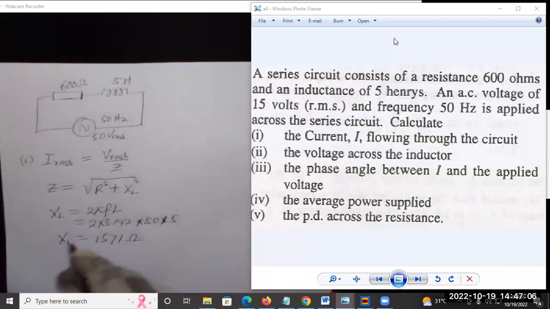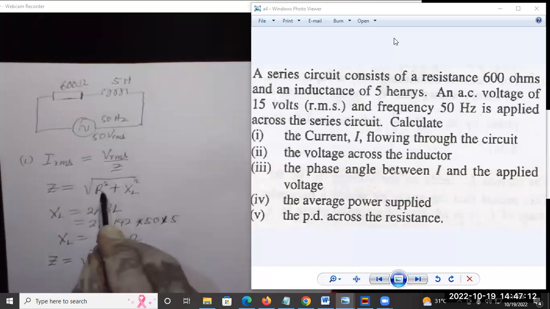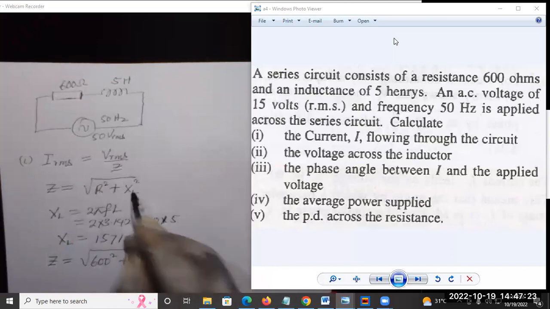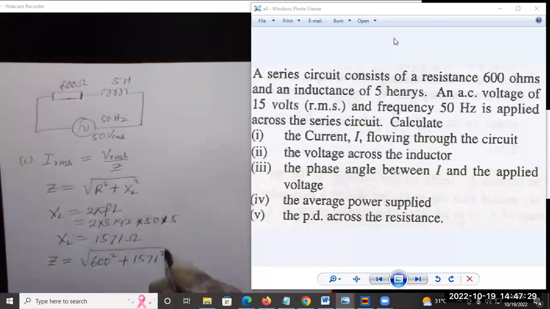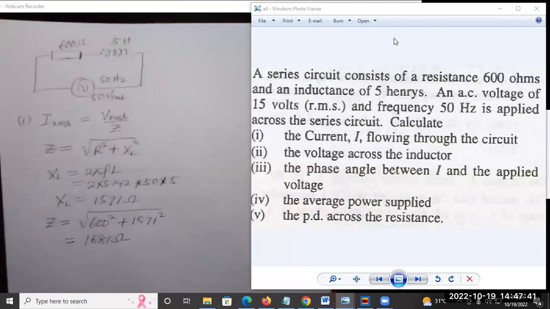With that, we can now find the impedance of the circuit. The square root of, using this expression, the resistance is 600 ohms square. Inductive reactance has been calculated as 1571 square. Using a calculator, the impedance of the circuit will be 1681 ohms.